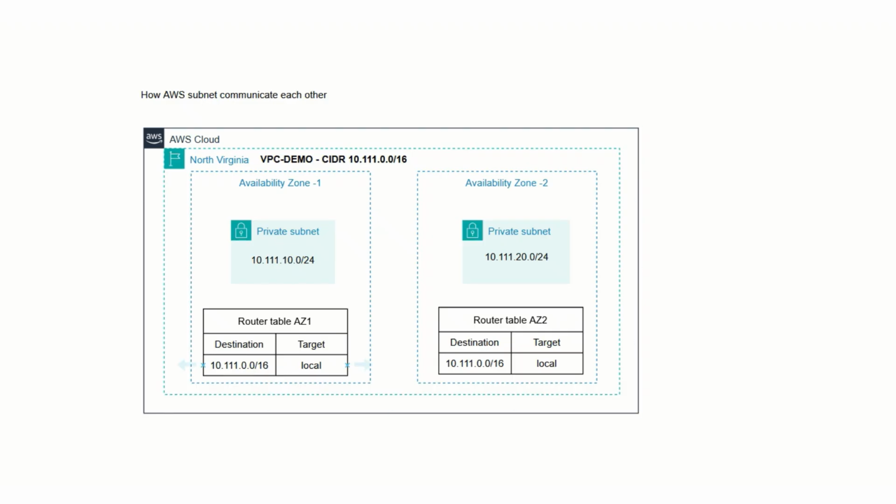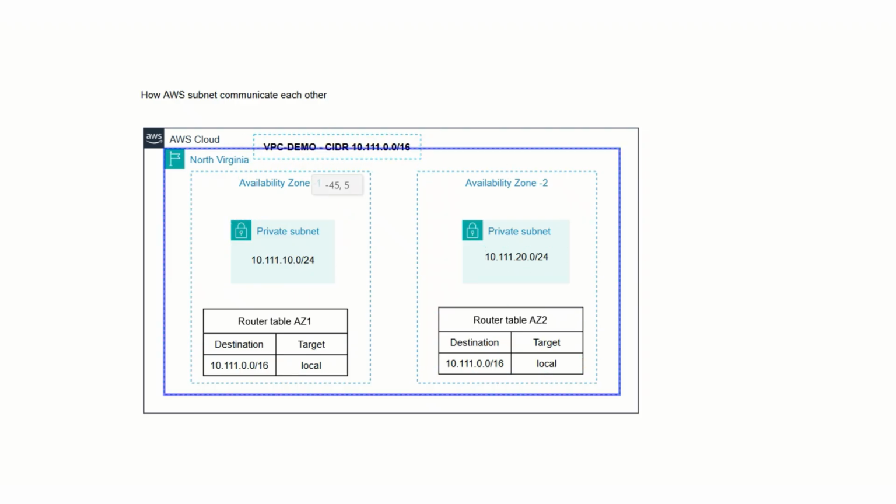So if you see here, the AZ1 subnet is associated with the route table AZ1, and check the destination and target. Destination is the whole VPC side and the target is local. Local means what? It just goes to the VPC. Okay, the same way in AZ2 also. So how are they actually communicating?